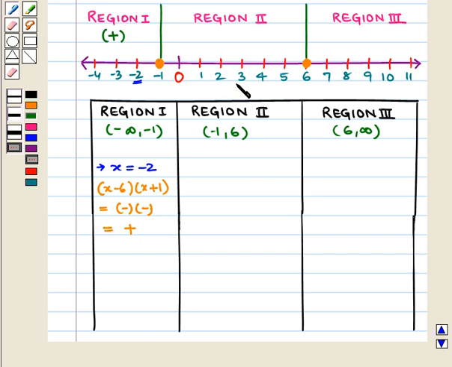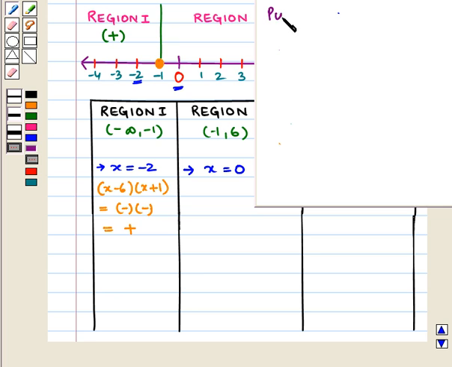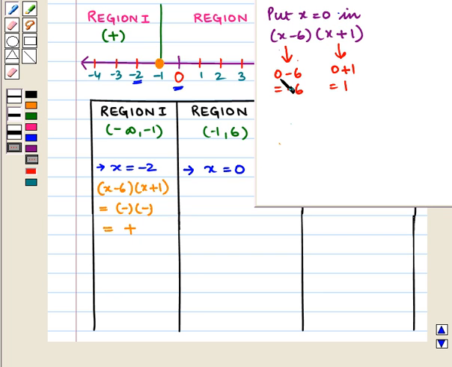Now the next region is (-1, 6). Let us choose x = 0 in this region. We put x = 0 in the inequality (x - 6)(x + 1) and check its sign, as 0 - 6 is equal to -6 and 0 + 1 is equal to 1.